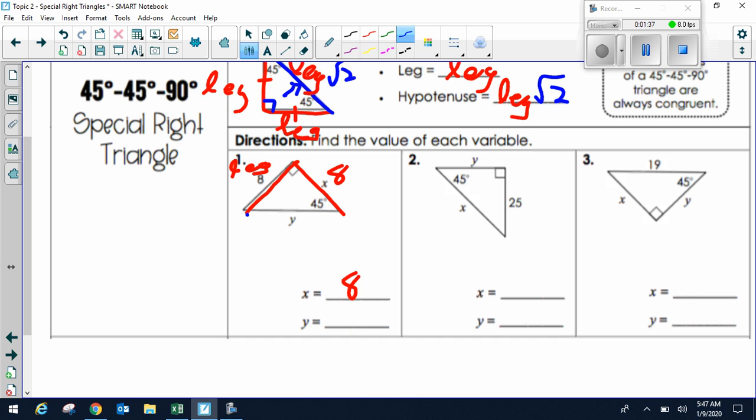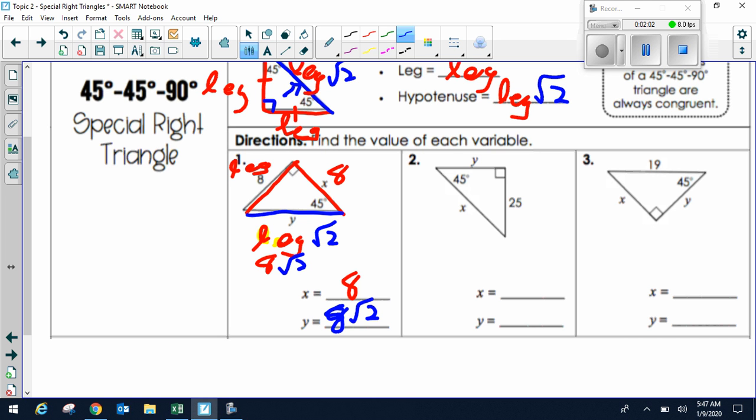The hypotenuse, according to my rule, is the leg times the square root of 2. My legs are 8, so my answer would be 8 square root of 2. You would leave it like that unless they ask you to put it in decimal form. If they tell you to put it in decimal form, then you would obviously put it in decimal form.